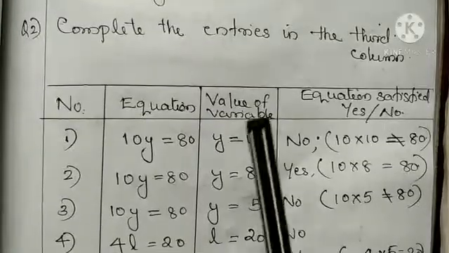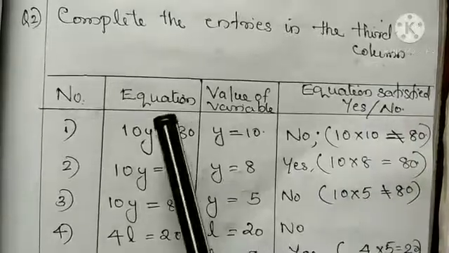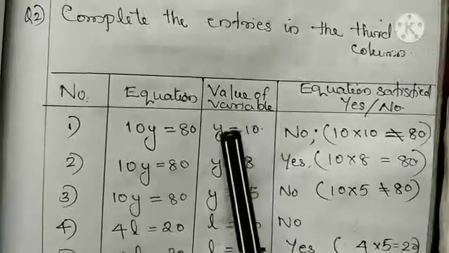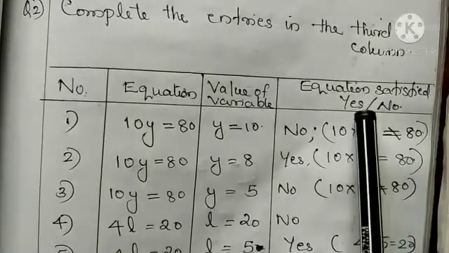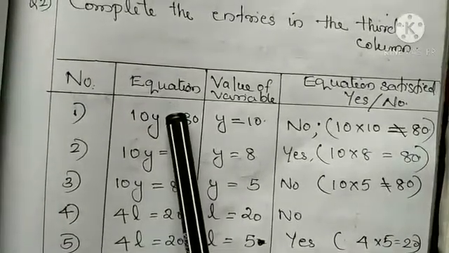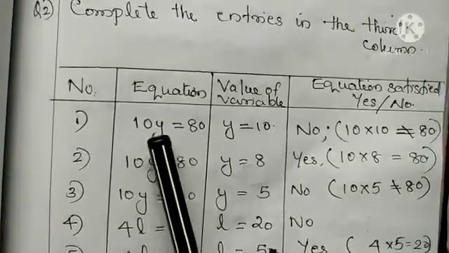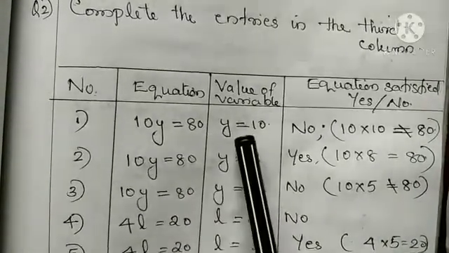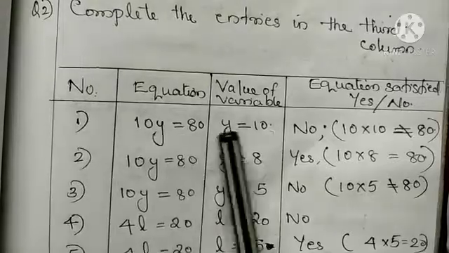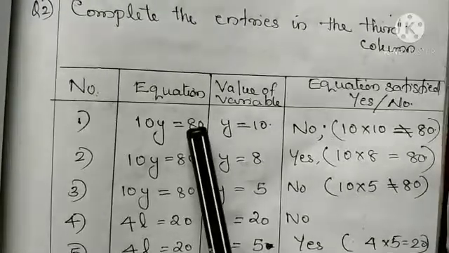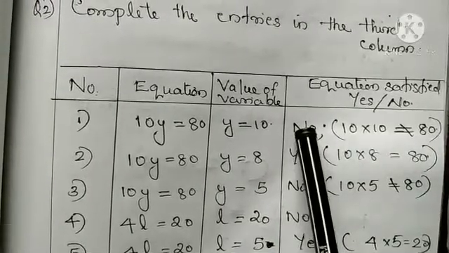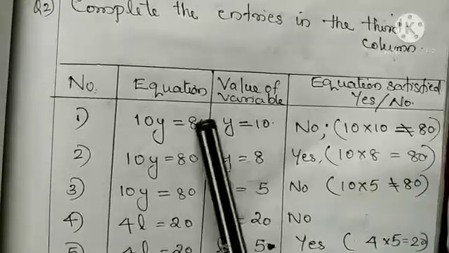Okay. Number 2, complete the entries in the third column. This is the third column. First column equation is given. Second column value of the variable. We should check whether this value satisfied or not in this equation. So here first one, 10y is equal to 80. Value is y equal to 10. If we substitute 10 into 10, we will get 100, not 80. So this value is not a solution, or this value is not satisfied in this equation.